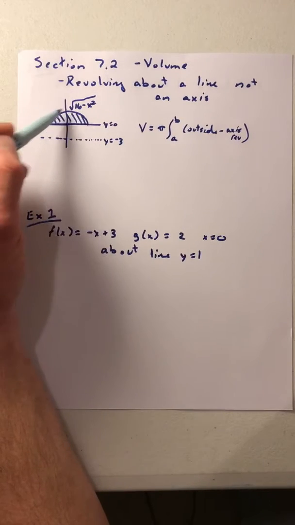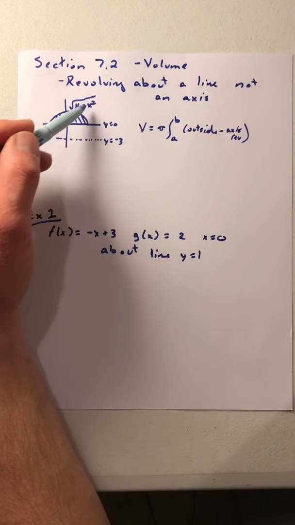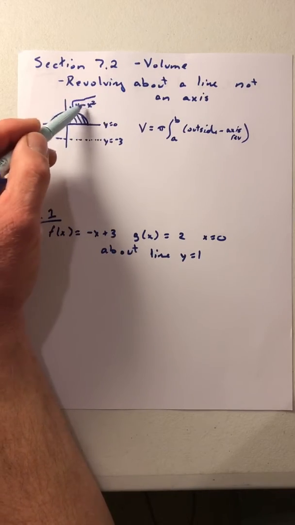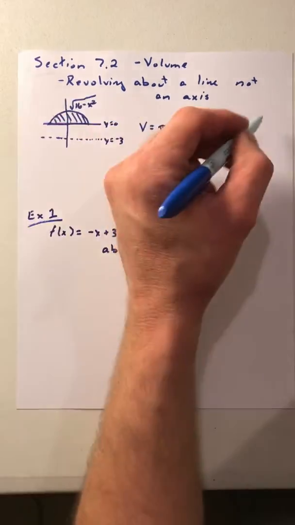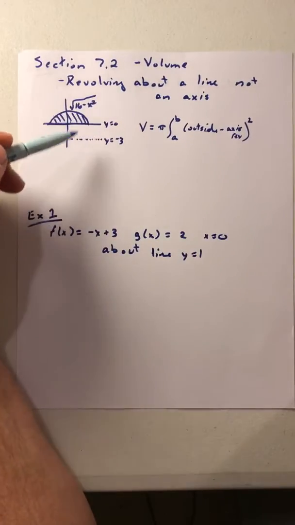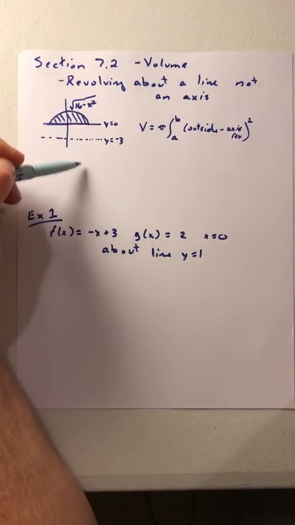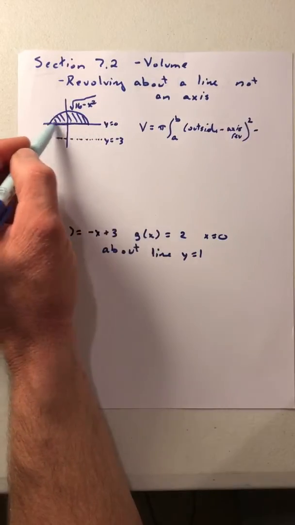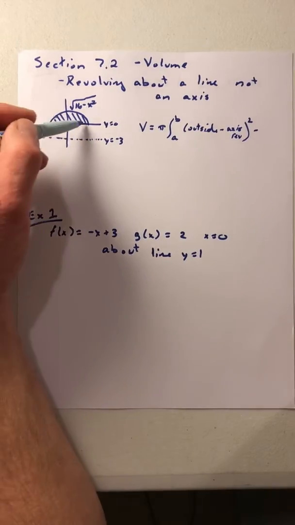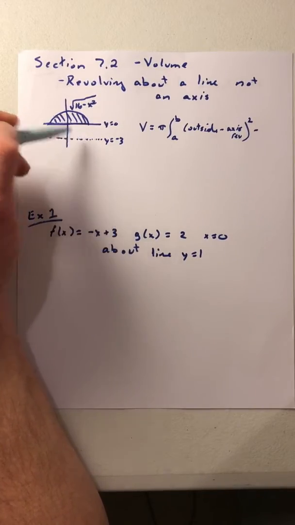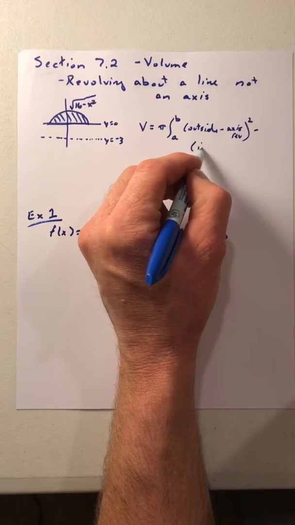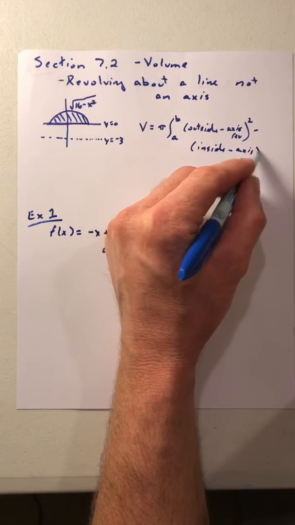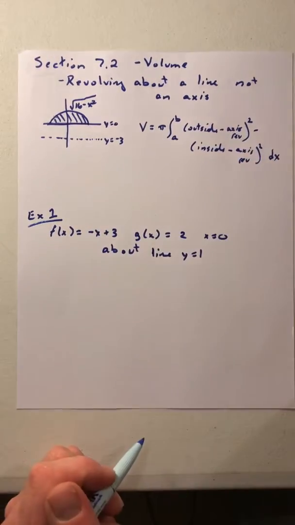So if I take that outside curve, which is the square root of 16 minus x squared, and subtract off of it a -3, I actually get the square root of 16 minus x squared plus 3. And if I square that, that'll give me the volume of that entire figure. And what I would do from that is subtract the inside function minus my axis of revolution squared dx.